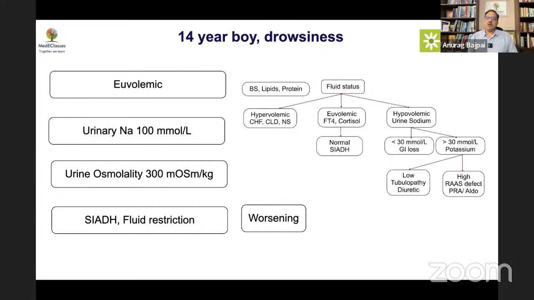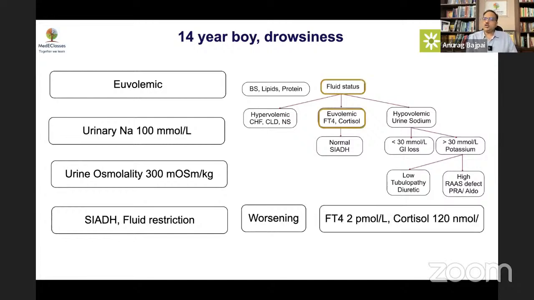Now, this is a very, very common mistake which we encounter in pediatric endocrine practice, that any euvolemic hyponatremia is often considered as SIADH and advised fluid restriction. We'll discuss subsequently that SIADH is essentially a diagnosis of exclusion, and we have to exclude FT4 and cortisol deficiency before we label somebody as SIADH. When the endocrine team was called, we found that this child actually had a very low level of thyroid hormone and cortisol, and turned out to be a multiple pituitary hormone deficiency. This clearly illustrates that there is a need for comprehensive evaluation before we make a particular diagnosis.